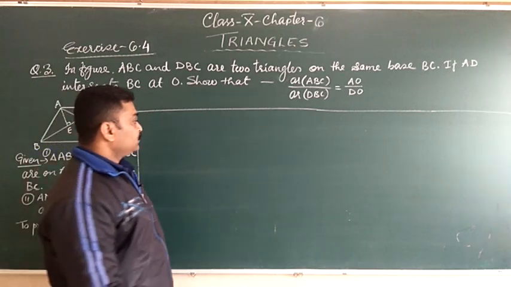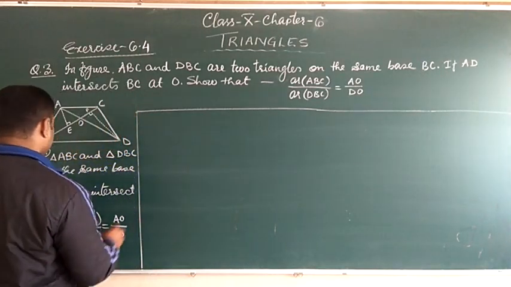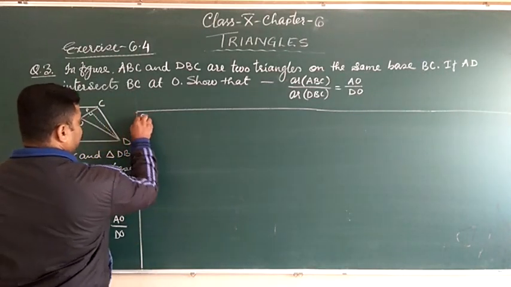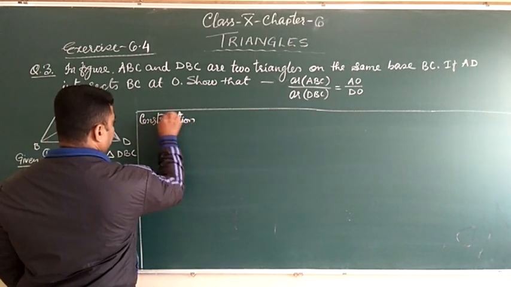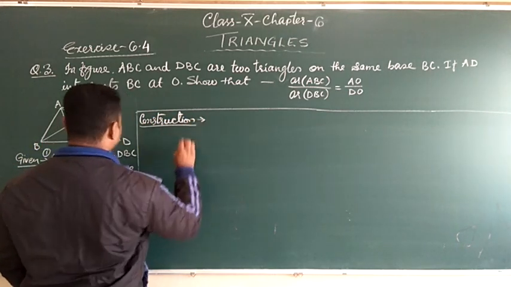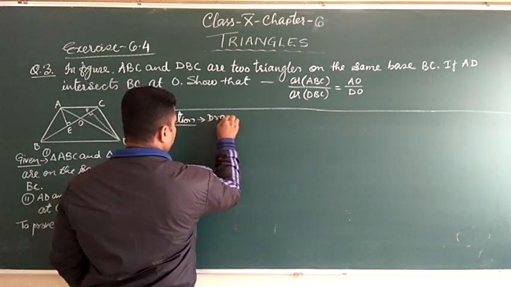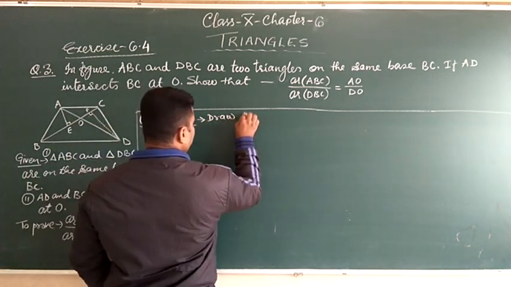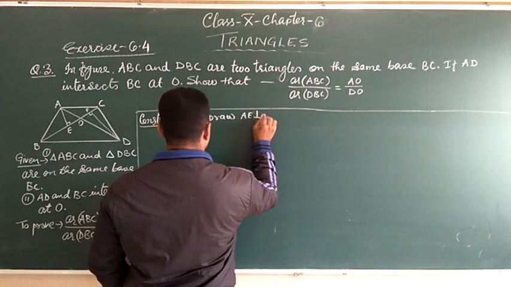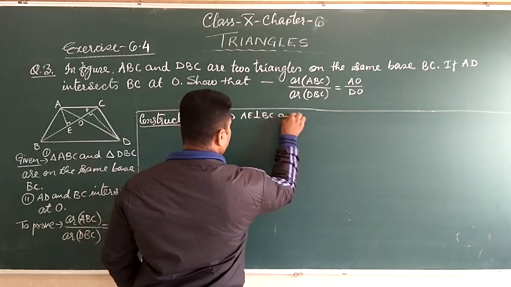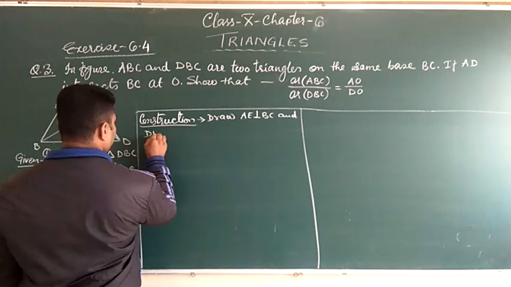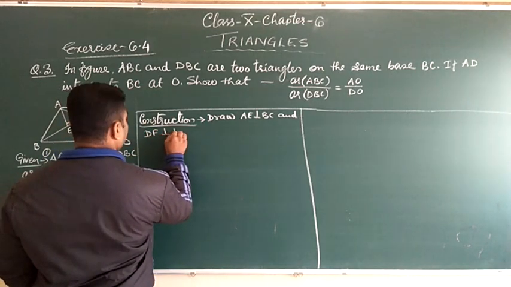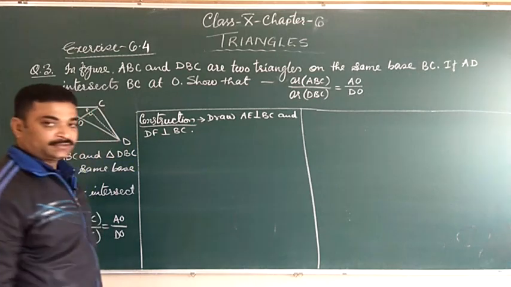Clear? Now we will write construction. What do we construct? Draw AE perpendicular to BC and DF perpendicular to BC. Clear?